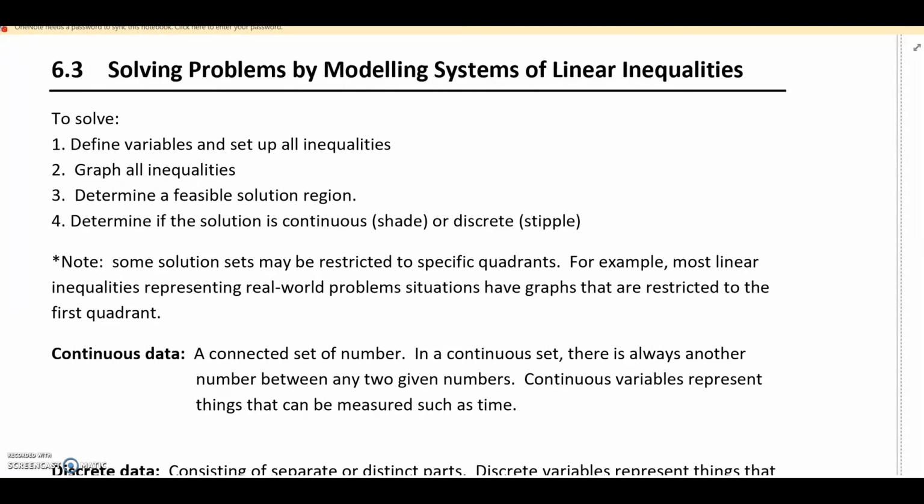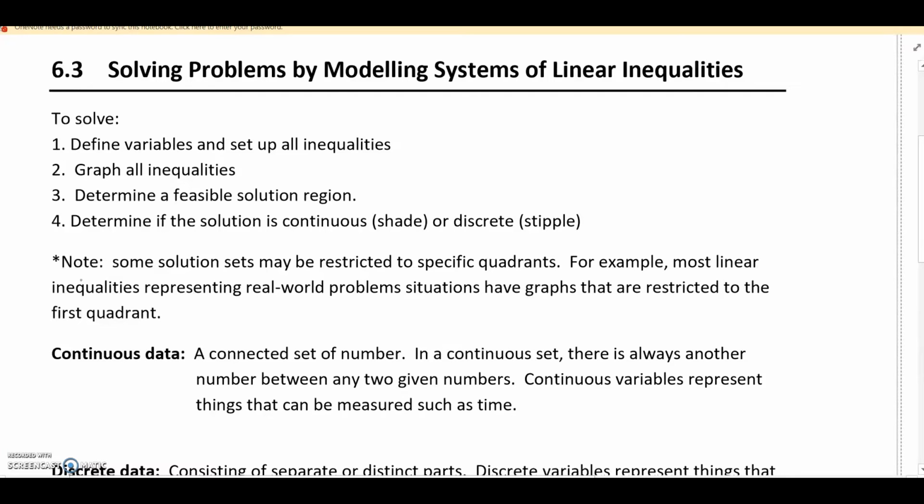In today's lesson, we're going to solve problems by modeling systems of linear inequalities. So we're going to take everything we've learned up to this point and start doing some applications to it. We've got a bit of a recipe here to solve: define the variables and set up all inequalities, graph all inequalities, determine a feasible solution region, determine if the solution is continuous, where we shade, or discrete, stipple.